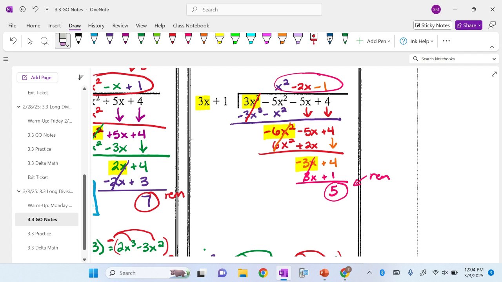Math is so fun, guys. Actually, this one is not fun. But I understand it. Let me enjoy life for like the few minutes I can. All right, guys.